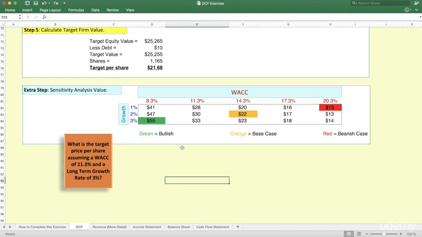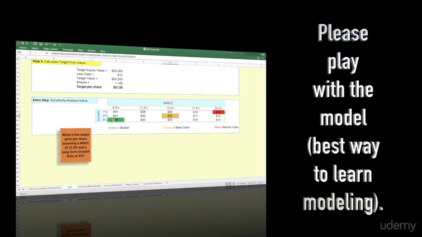And so what I always do is I love to look at this table because there's three different cases. Remember Goldilocks and the three bears, right? This one's too hot, this one's too cool, this one's just right. So I usually take this as the base case target price, okay? And that's the bullish target price, and that's the bearish target price, okay?